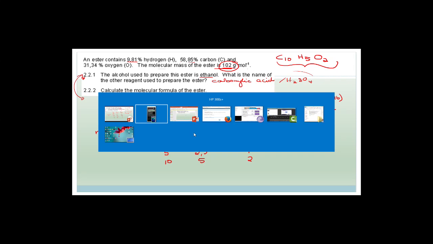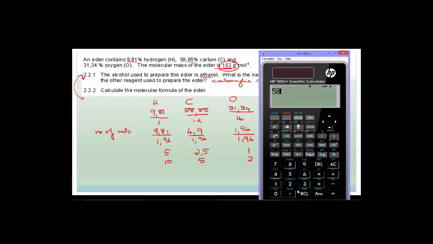Let me just check these numbers, shall we? So we got 58.85 divided by 12 is 4.9, I'm right. And then 31.34 divided by 16 equals 1.96. So 1.96 divided by 1.96 is 1, 4.9 divided by 1.96 is 2.5, and that is going to be about 5. That's right, so that is right.